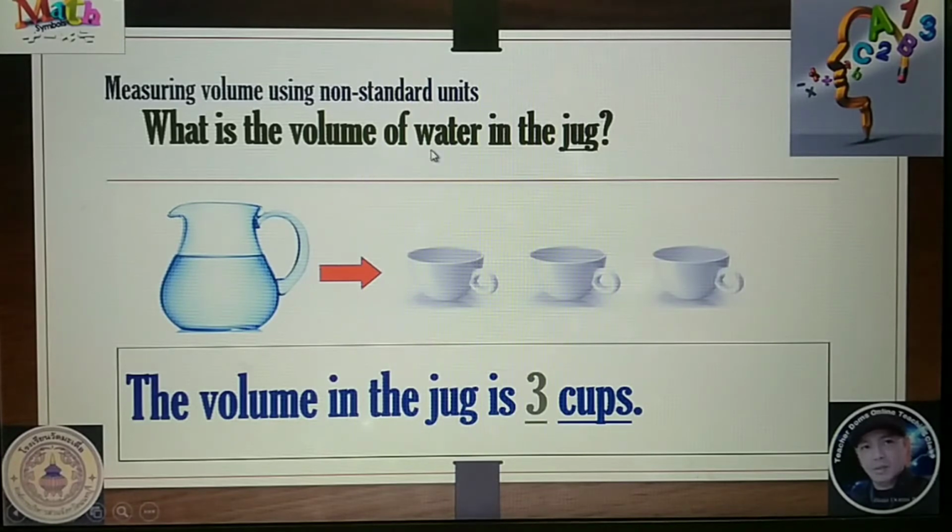What is the volume of water in the jug? The volume in the jug is 3 cups.